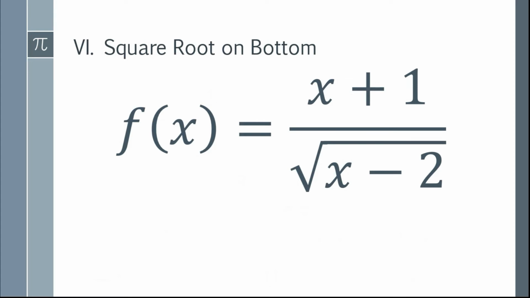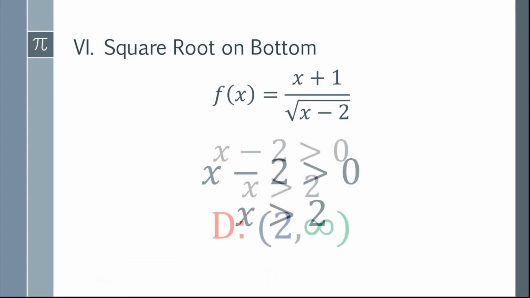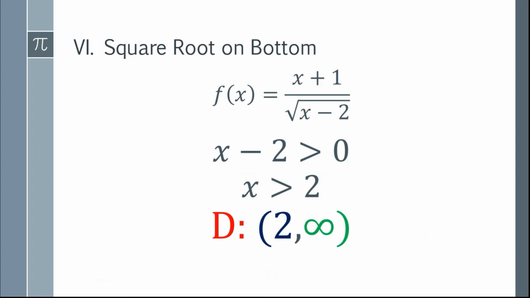Square root on bottom. We have the function f(x) equal to the fraction with numerator x plus 1, and the denominator is the square root of x minus 2. So we'll just focus on the denominator, which is what's inside the square root. If you have a square root in the denominator, your sign will be greater than 0. So x minus 2 is greater than 0, it should not be equal to 0, so x is greater than 2. So the domain will be parentheses 2, comma, infinity, and parentheses. So 2 is not included, the answer should be more than 2.